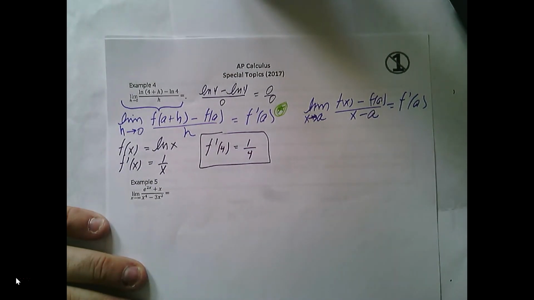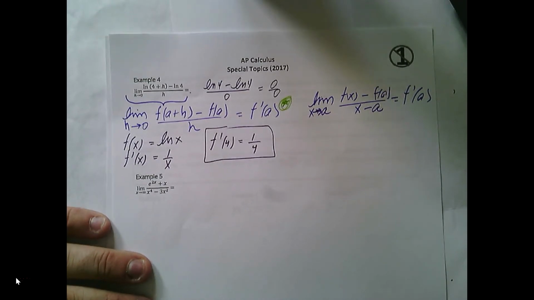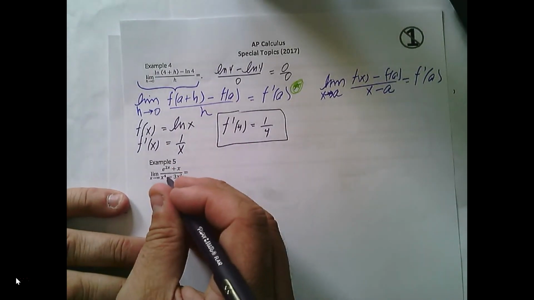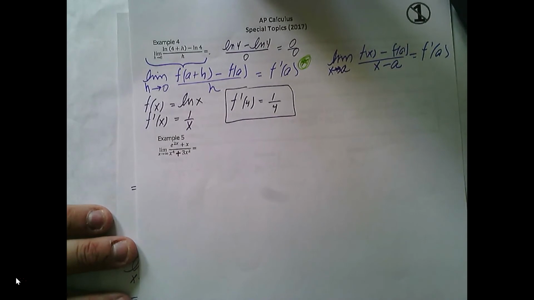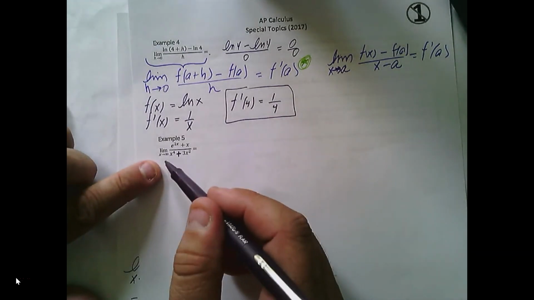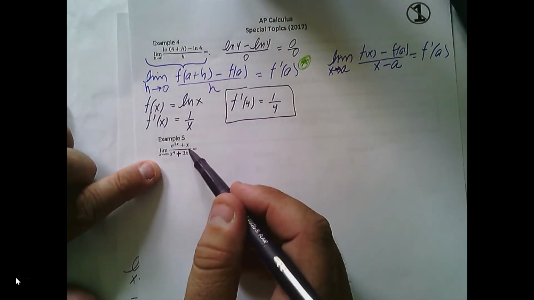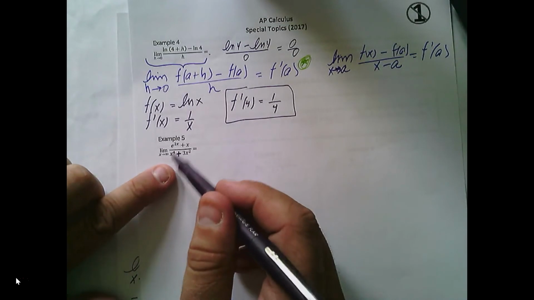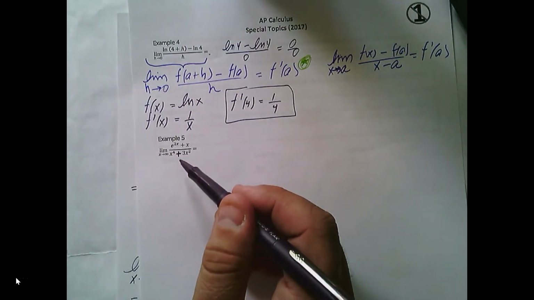Okay, last one involves straight limits, and I need to make a change here. Please change this minus sign in the denominator to a plus sign. It doesn't make a huge difference, but let's do it anyway. All right, I want to take the limit as x approaches infinity of e to the 2x plus x divided by x to the 4th plus 3x squared.